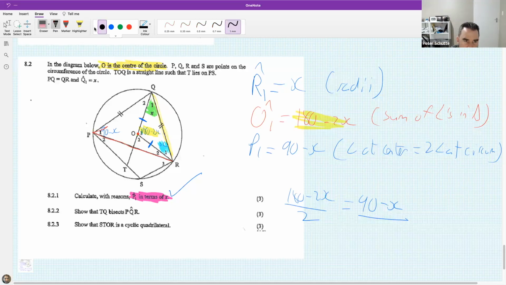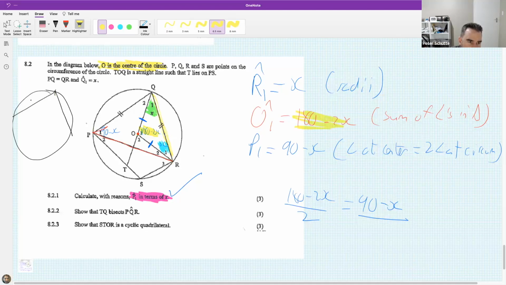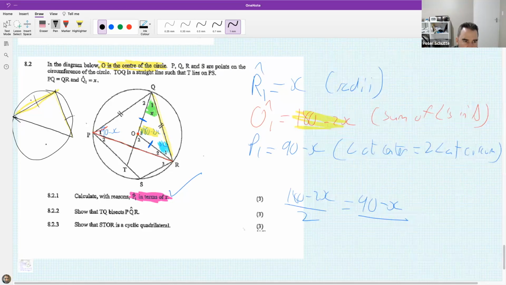Can you guys remember the theorem that says if you have equal chords, so here and here, right? Here's a chord, and here's a chord. If those chords are equal, they will subtend the same angle. Let's have a look. So, for example, if this one over here must be equal to that one over there, it's called equal chords, equal angles.